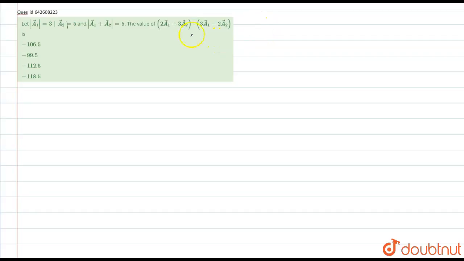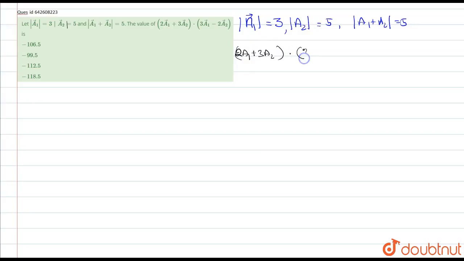So let us simplify this. First, we will write the given quantities. Here it is: the modulus of A1 is given as 3, the modulus of A2 is given as 5, and the modulus of A1 plus A2 is given as 5. We have to calculate (2A1 plus 3A2) dot (3A1 minus 2A2).